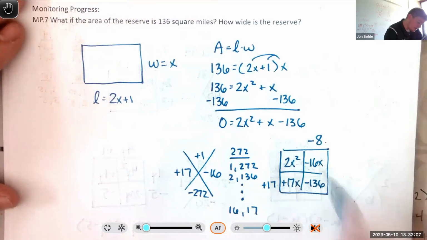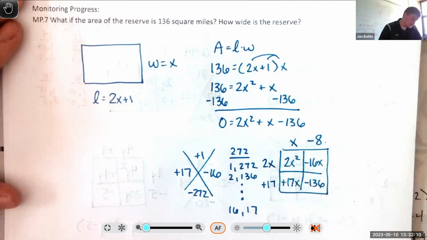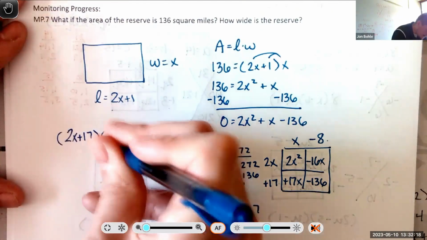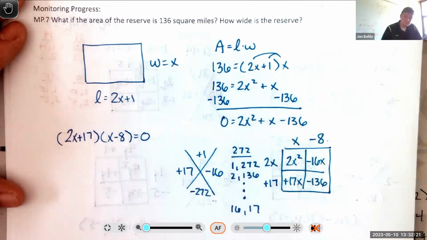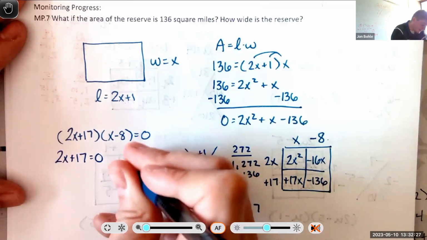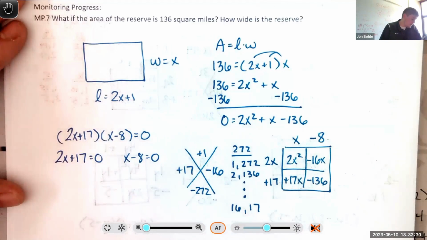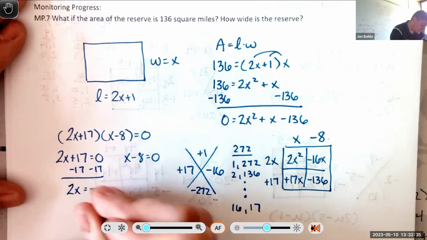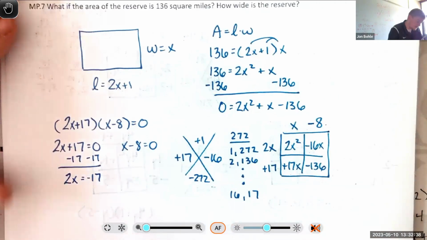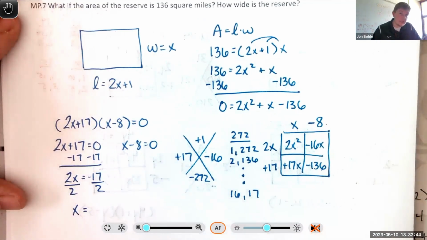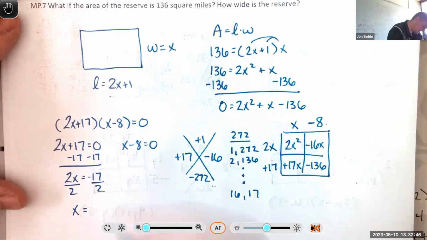Okay, here greatest common factor is going to be x, and here the greatest common factor is going to be 2x. So now that it's factored, I can use the zero product property. 2x plus 17 times x minus 8 equals 0, which means 2x plus 17 equals 0, or x minus 8 equals 0. So first one, I would minus 17 from both sides to get 2x is equal to negative 17. After I get the 2x by itself, I'm going to divide by 2 and get x is equal to negative 17 over 2. That should be negative 8.5.